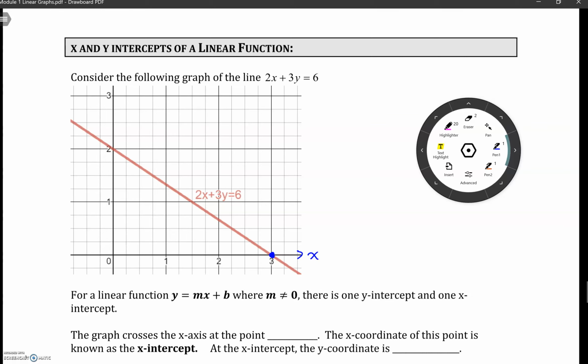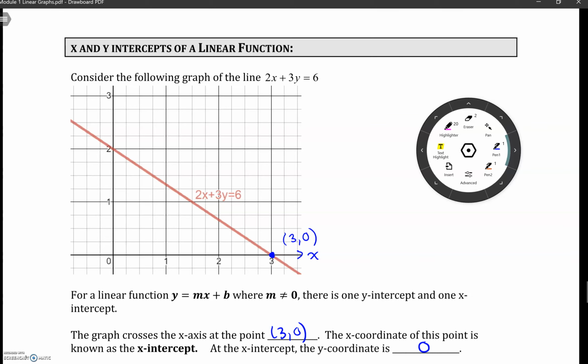x-axis. We know the x-axis runs horizontally, and we've talked about locating points in the Cartesian plane. The x-coordinate is always written first. So the point where my line crosses the x-axis is at the point (3, 0) for this example. The x-coordinate at this point can also be used to refer to the x-intercept. We could just say the x-intercept is 3, because the y-coordinate at any x-intercept is always going to be 0, because it has to cross the x-axis.